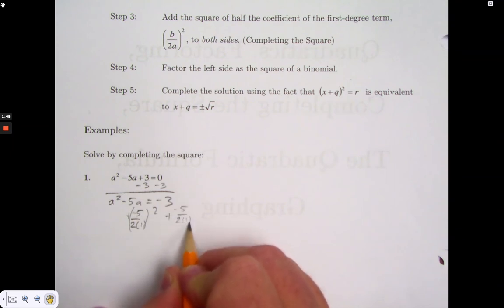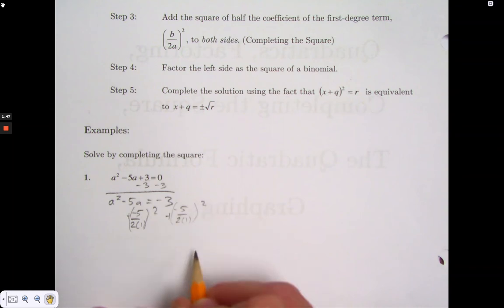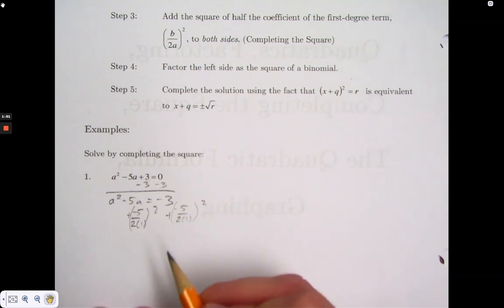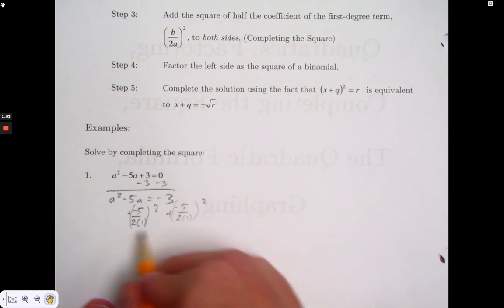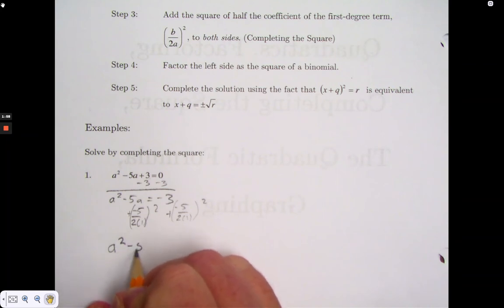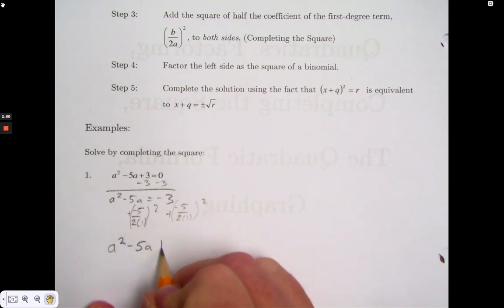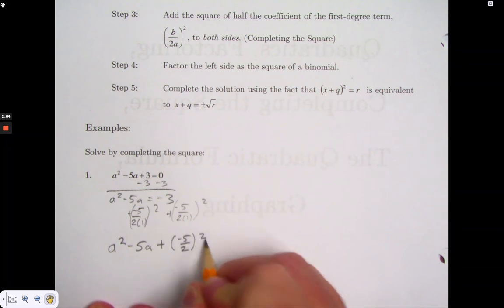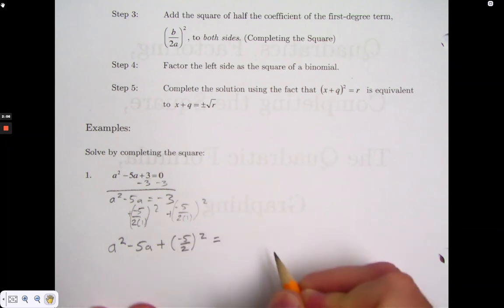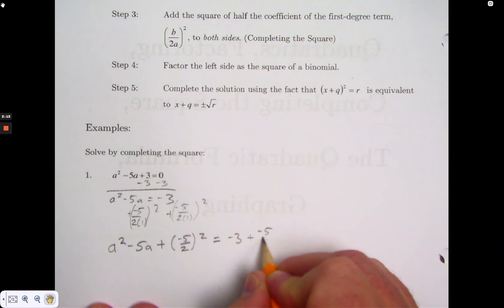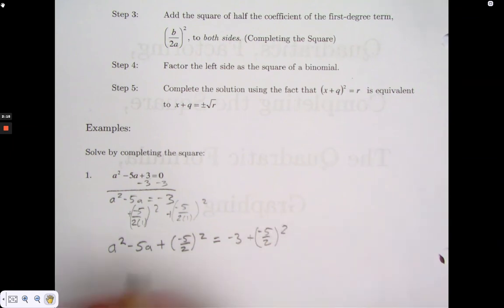What happens when we square a negative number? It's going to become positive. We'll get there here in a second, but right now we're just going to leave it like this. So what that leaves us at is a squared minus 5a plus this negative 5 over 2 squared equals this negative 3 plus the negative 5 over 2 squared.